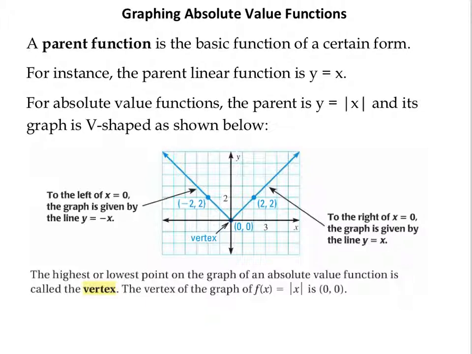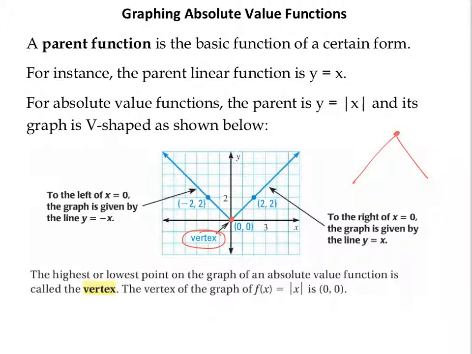A couple things to point out from this. The graph is the same on both sides of what's called the vertex. Okay? The vertex is that point of the V. It's either the lowest point of the graph, or if it was a V that was going down, it would be the highest point on the graph. So the vertex is that highest or lowest point on that V shape.